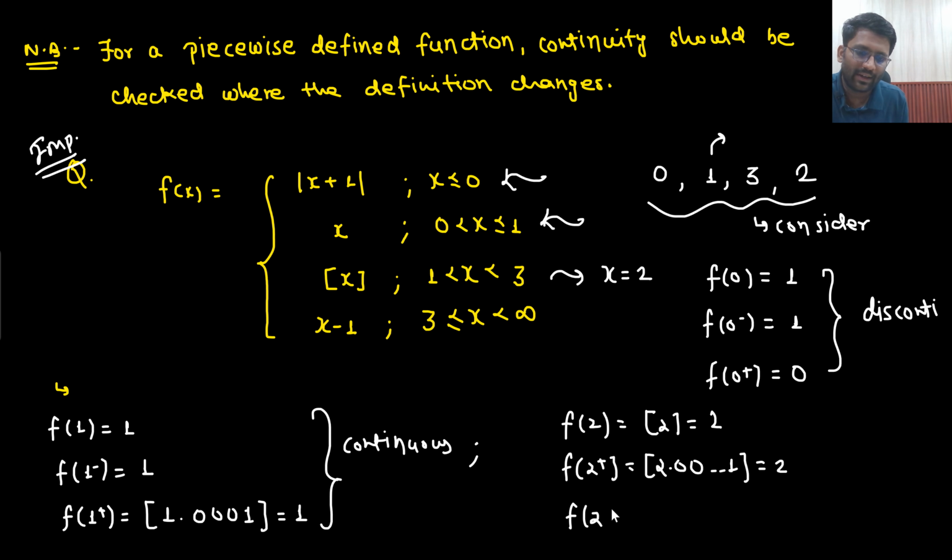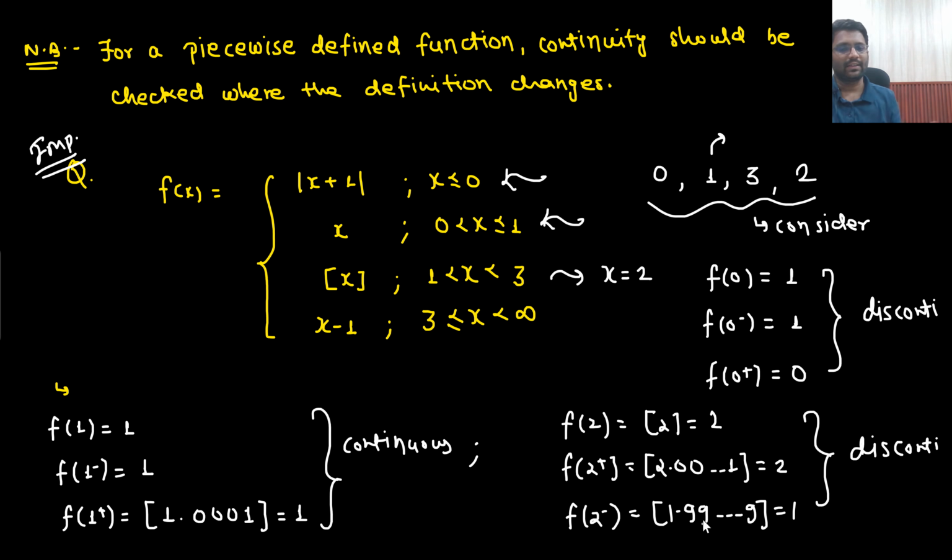And what is the value of f of 2 minus 1.999999? It is 1 only. What does that mean? Discontinuous. So 2 was our doubt and he has cleared the doubt. Yes sir, I am doubtful and your doubt was correct only.